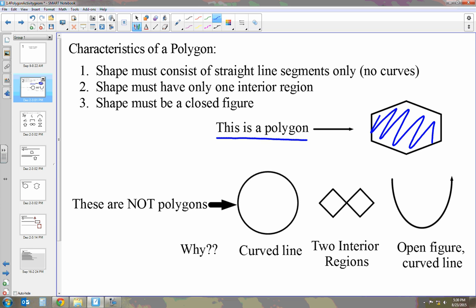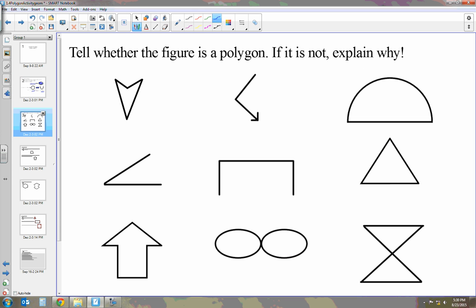Now I have a few examples of things that are not polygons. If we see this first one, this circle, it's not a polygon because we have a curved line. The second one, it has 2 interior regions, so that cannot be a polygon. And the very last one is an open figure and it has a curved line, so that cannot be a polygon. So what I'm going to do is in my next slide, I have a couple examples of different shapes and I'm going to tell you if they are polygons or not.